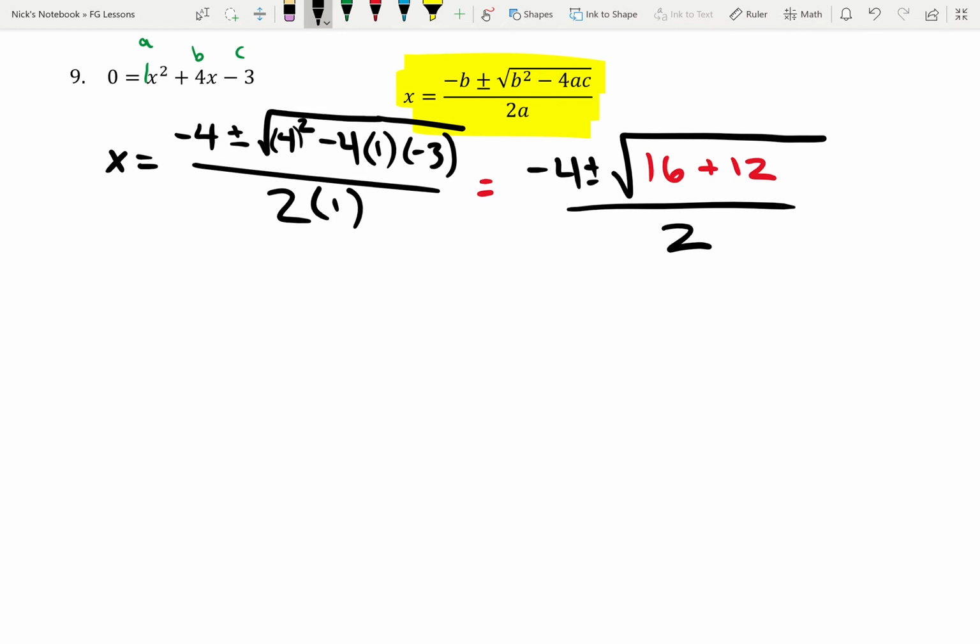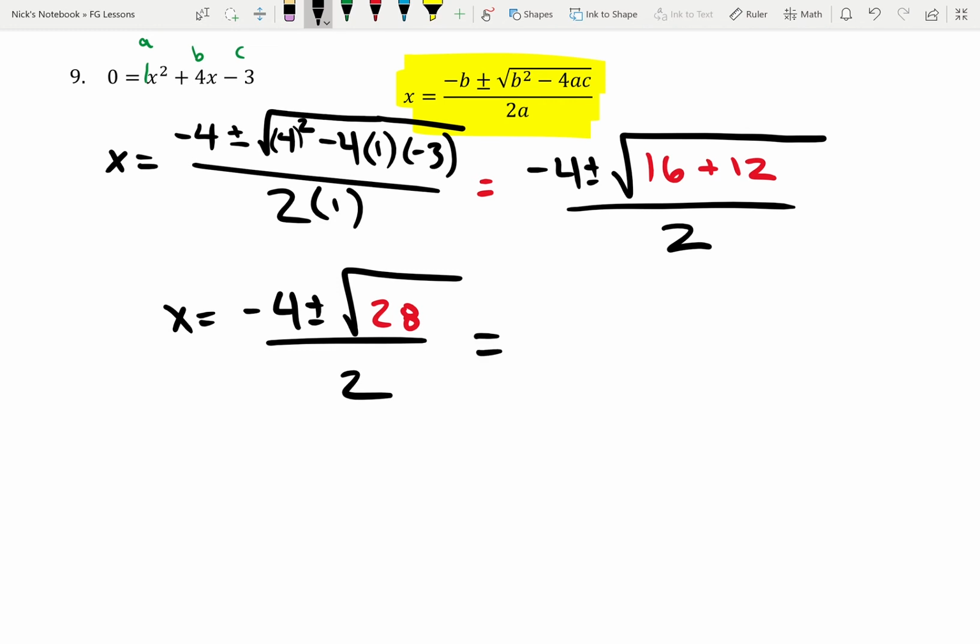So negative 4 plus or minus the square root of 16 plus 12, all over 2. We're not quite done with the radical yet. x equals negative 4 plus or minus the square root of 28, since 16 plus 12 is 28, still over 2. If we want an exact answer, that means our answer is going to have a radical in it. So let's keep it as an exact answer: negative 4 plus or minus the square root of 28.